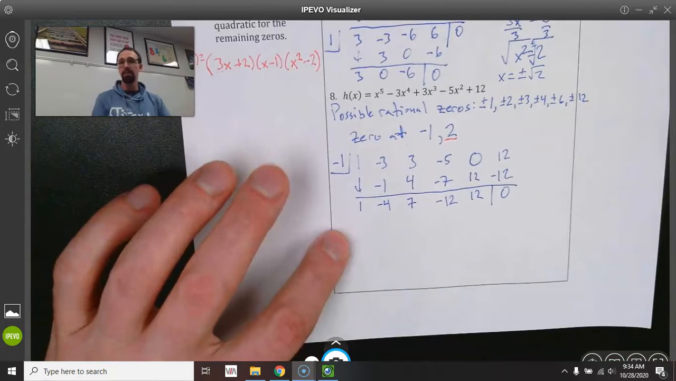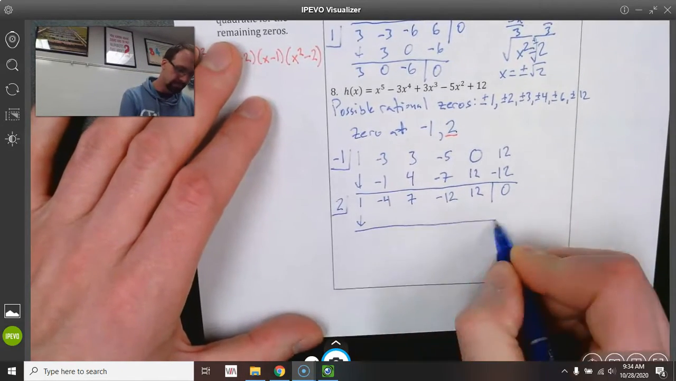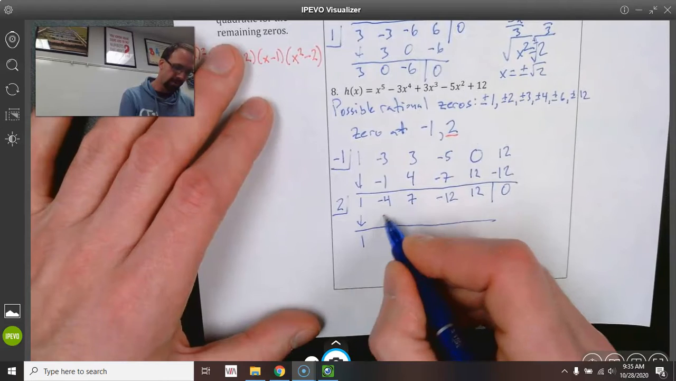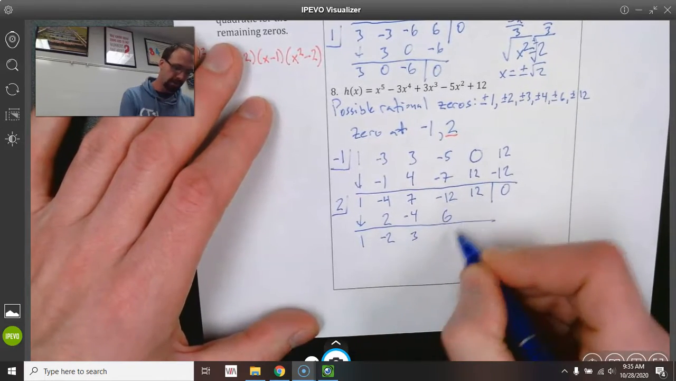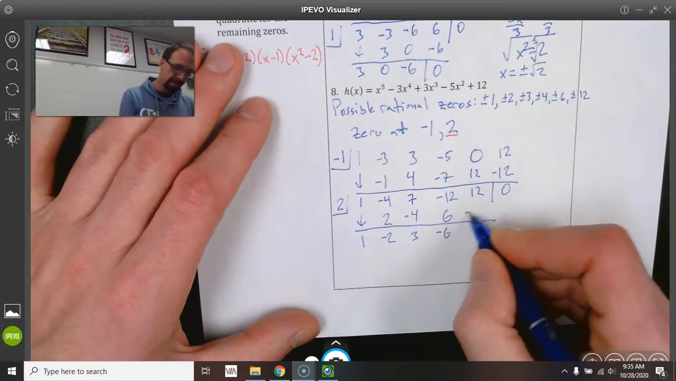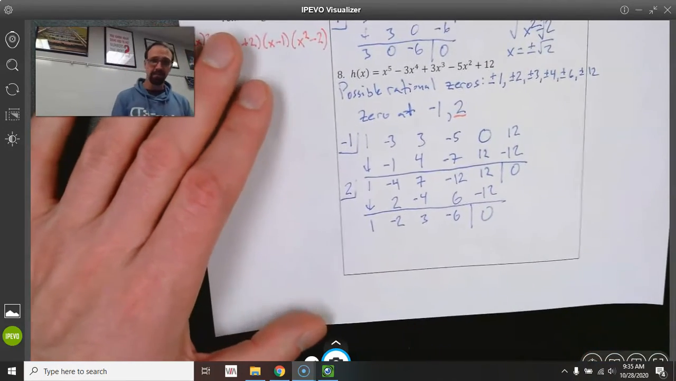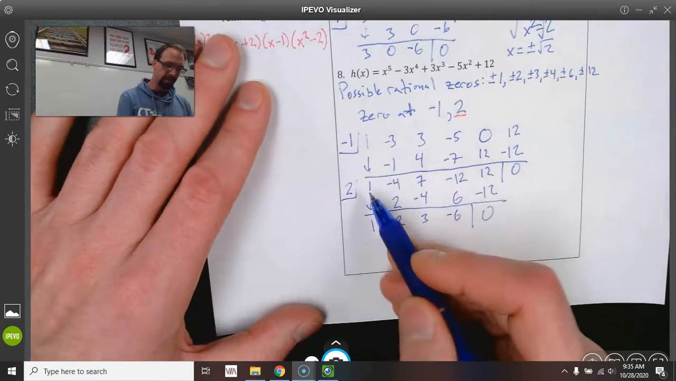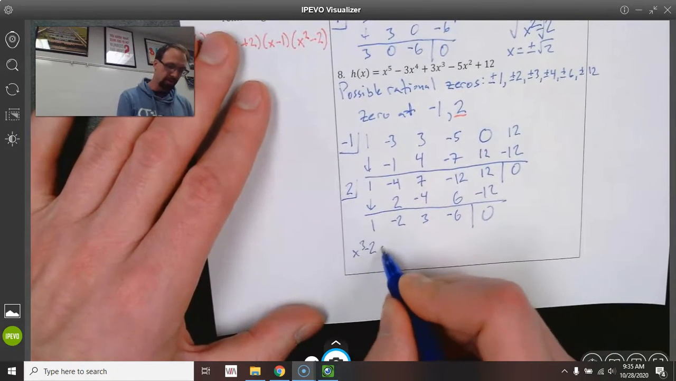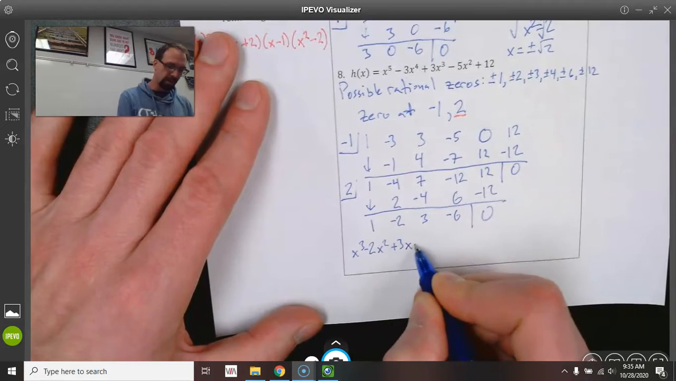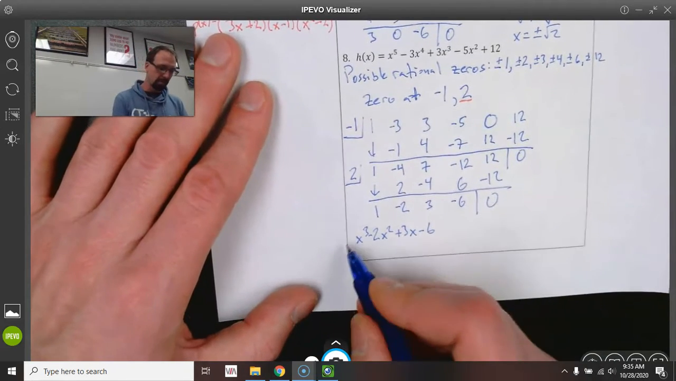And then now I'm going to use 2 with synthetic division. Bring down 1. 1 times 2 is 2. -2, -4, 3, 6, -6, -12. All right. So this started as a 5th degree, then 4th degree, so this is a 3rd degree. So this is going to be x cubed minus 2x squared plus 3x minus 6. Looking at this, it looks like it's a nice factor by grouping with what we have left.